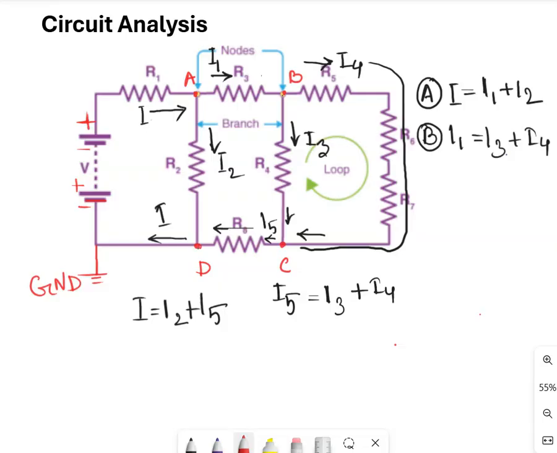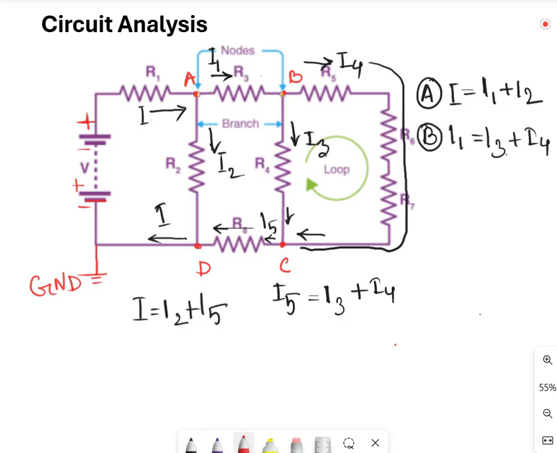Now, the very important question is how to solve this problem. If you would like to calculate or determine the values of I1, I2, I4, I3, I5, and so on, as this circuit looks very complex. Why complex? Because here a combination of series and parallel is integrated. In that case, what we have to do is find how many loops or branches are available here.